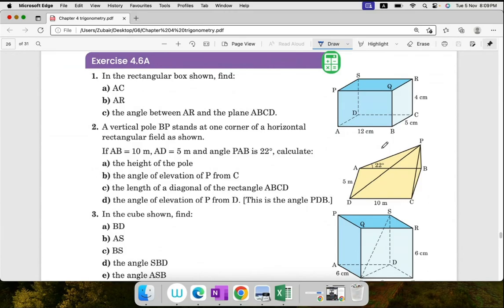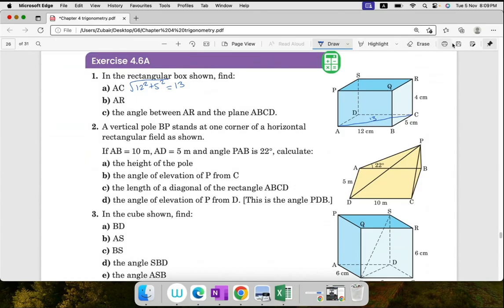In the rectangular box shown, find AC. Again, AC is at the bottom, and we can use 12 and 5. And AC in this case is the hypotenuse. 12 square plus 5 square, whole square root. 144 plus 25, 169, square root. 169 is 13.